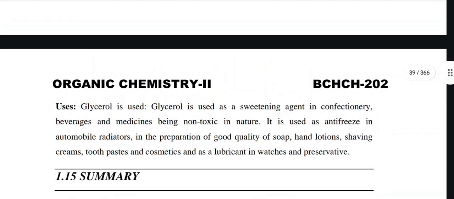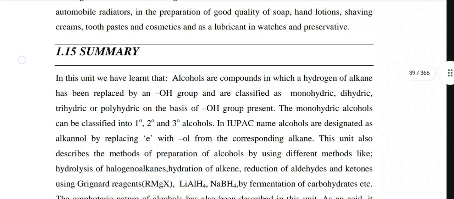Uses. Glycerol is used as a sweetening agent in confectionery, beverages, and medicines, being non-toxic in nature. It is used as antifreeze in automobile radiators, in the preparation of good quality soap, head lotions, shaving creams, toothpaste, and cosmetics, as a lubricant in watches, and as a preservative.